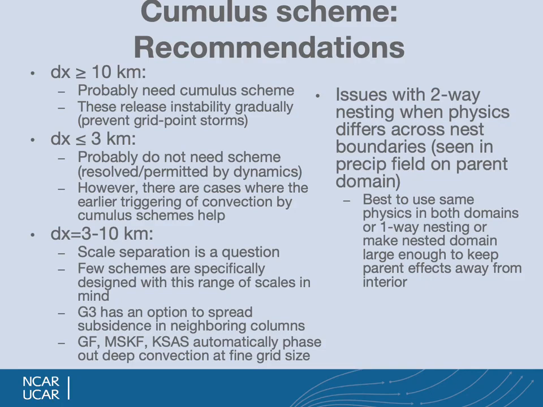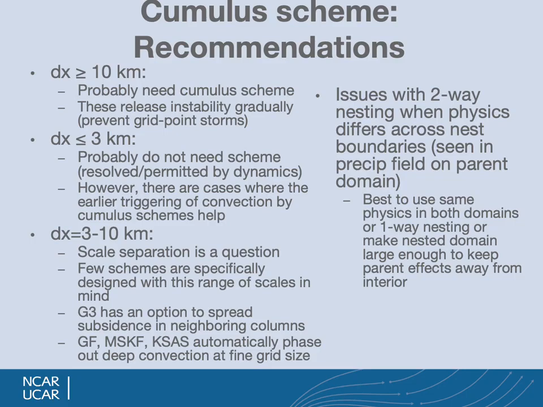Less than 3 kilometers, you probably don't need a scheme. However, there are cases where the earlier triggering of convection by cumulus schemes helps. 3 kilometers is also marginal for tropical convective clouds where the updrafts tend to be thinner, but it seems to work reasonably well, especially for hurricanes, where you probably don't need a cumulus scheme because they're strongly forced. Part of whether you need a cumulus scheme or not depends on the forcing. Fronts and things will force convection to occur at the right time and with a reasonably good magnitude. Whereas if it's weakly forced and the clouds are left to develop in an unstable environment, the timing could go wrong if you're not using a cumulus scheme at the right resolution.